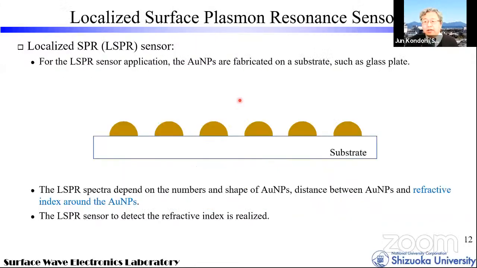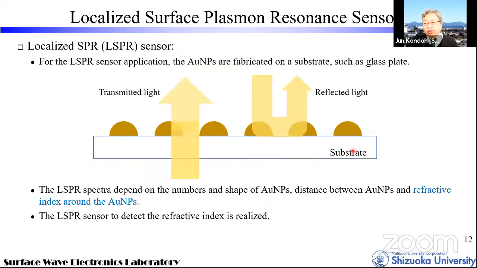For the sensor, the aurum nanoparticles are fabricated on a substrate, for example, a glass substrate. Then, monitoring the transmitted light or reflected light, we can know the difference in the reaction of something. The LSPR spectra depend on the number and shapes of the aurum nanoparticles, the distance between the particles, and the refractive index around the aurum nanoparticles. Therefore, using the LSPR sensor, we can detect the refractive index around the nanoparticle.